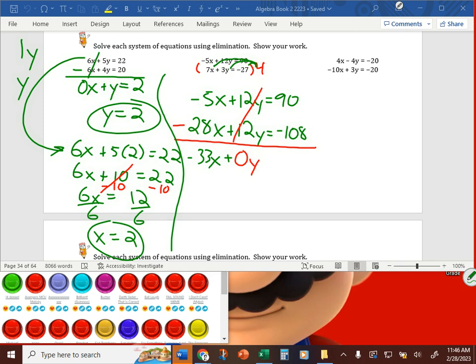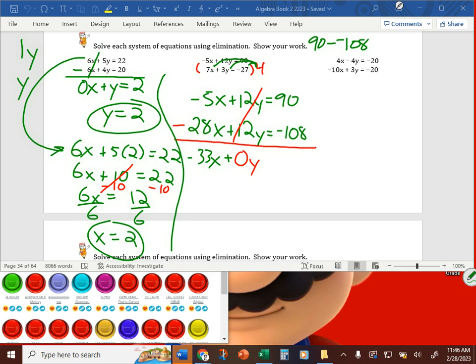And here's where it can get a little bit tricky. This last subtraction here, it's not 90 minus 108. It's 90 minus negative 108. You have to go back to that subtraction sign every time you subtract when combining these equations. So it's 90 minus negative 108. And what does 90 minus negative 108 actually mean?